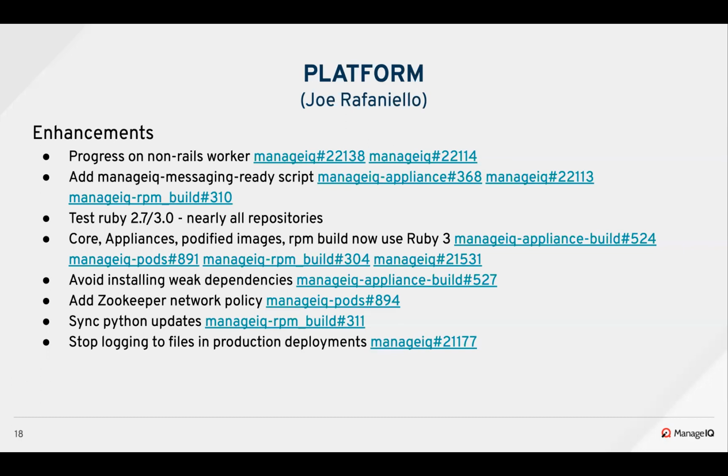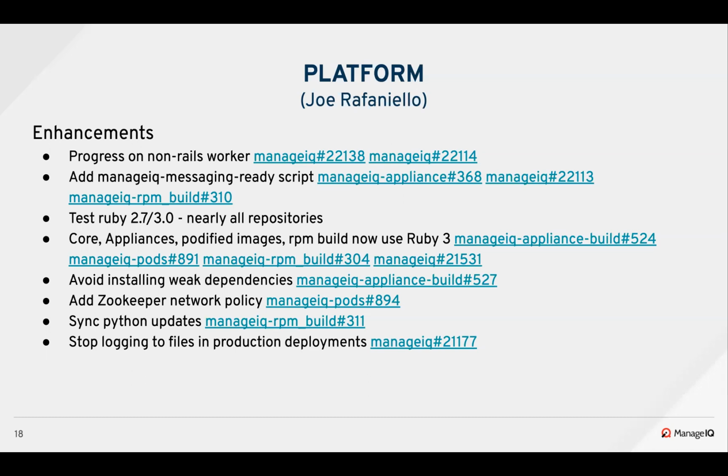Next, I added a bunch of changes to all of our test suites in the GitHub Actions to test with Ruby 2.7 and 3.0. I also changed the core ManageIQ appliances codified in RPM build to now use Ruby 3. So we should now be building those with Ruby 3. Next, Jason avoided installing some weak dependencies in appliances in a similar way he had done previously for Codified.